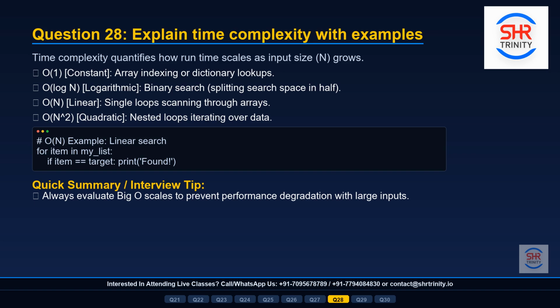O of log n is logarithmic time. Binary search is the classic example. It halves the remaining search space on every step. O of n is linear time. A single loop scanning through a list from start to finish is O of n. Look at the code box for this example. O of n squared is quadratic time. 2 nested loops each iterating over the same data is O of n squared. Always evaluate your algorithm's big O before using it with large datasets in production.